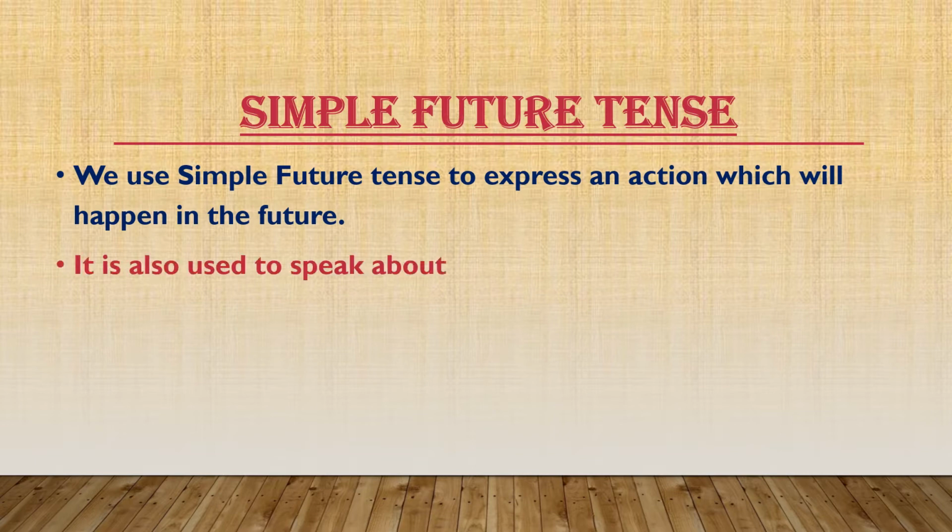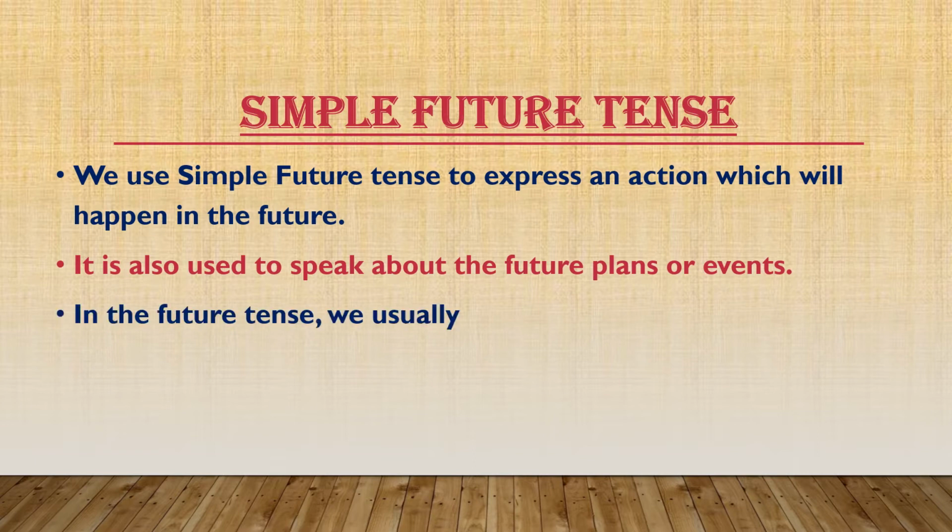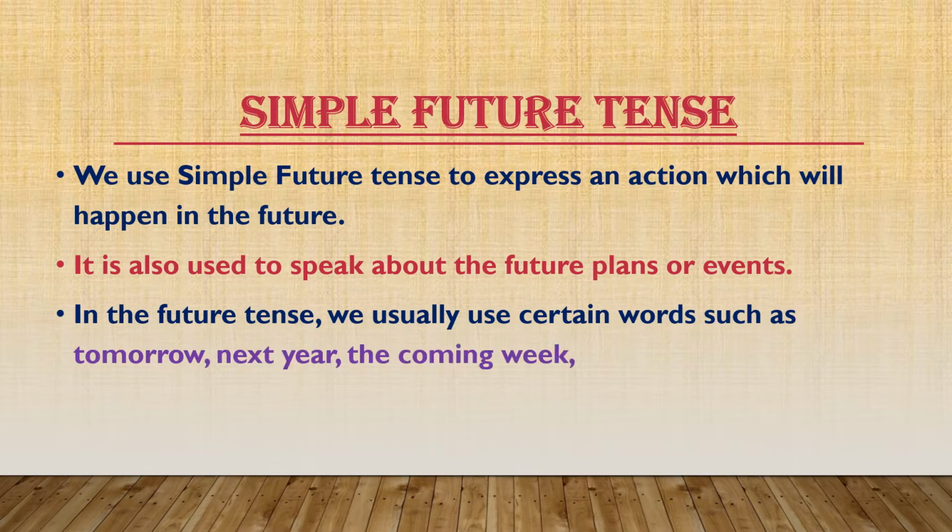It is also used to speak about future plans or events. If there is an event that you have planned or is going to happen in the future, we talk about it in simple future tense. In the future tense, we usually use certain words such as tomorrow, next year, the coming week, later, soon, etc.